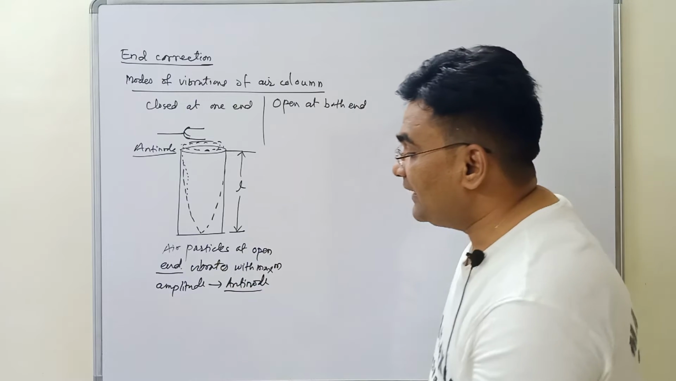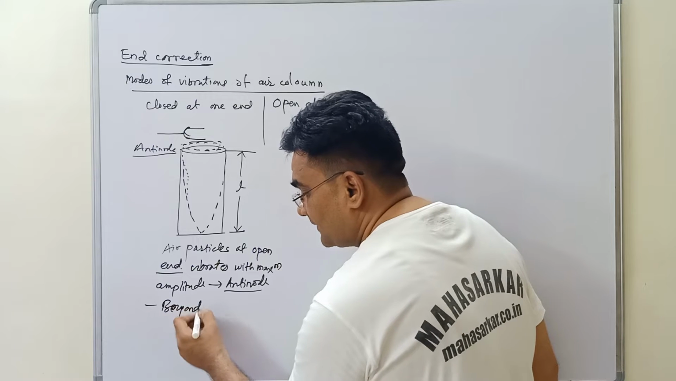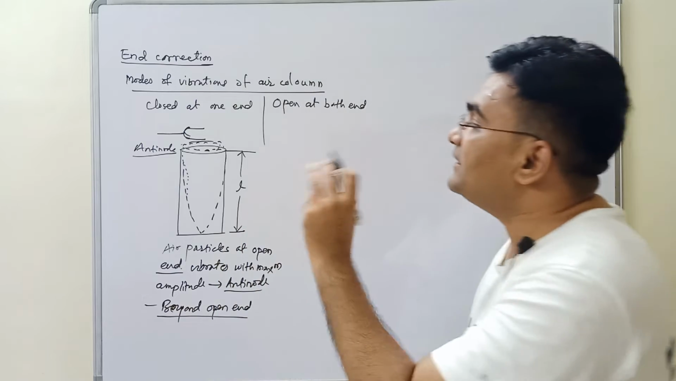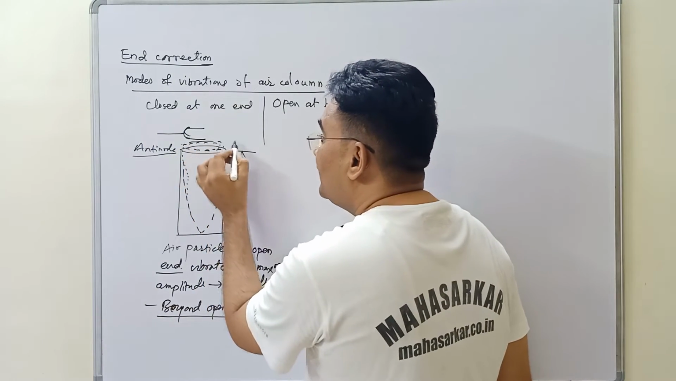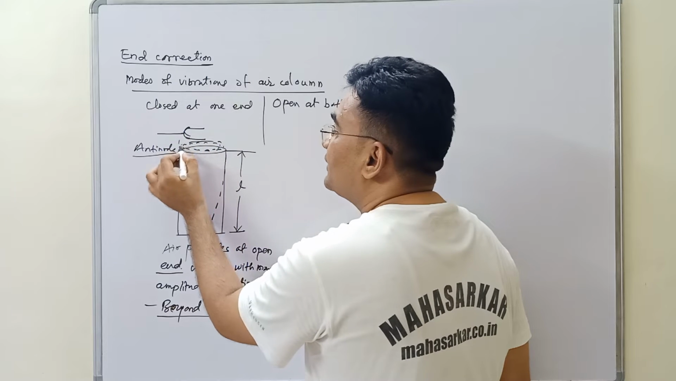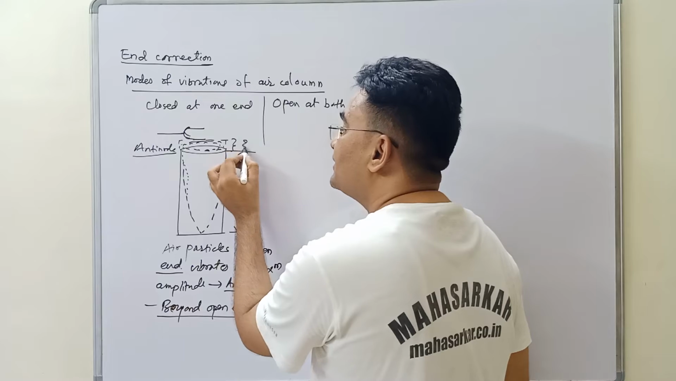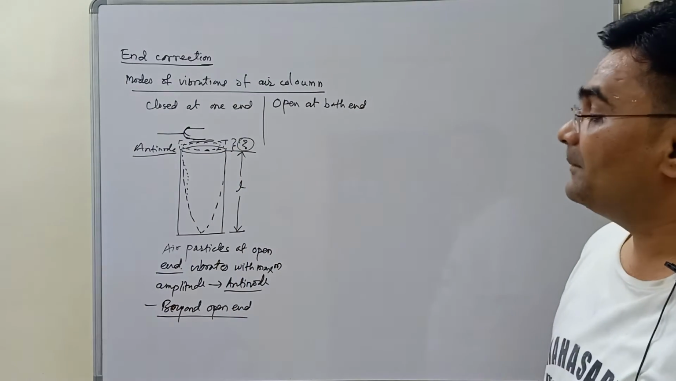Now these antinodes form beyond the open end. Because of this, some sort of error is there. So we cannot exactly get the position where antinodes are formed. This distance should compulsorily be added while performing any experiment with the pipe.